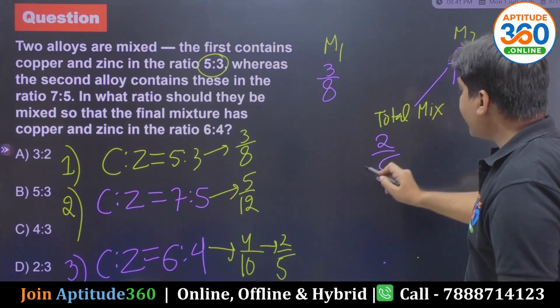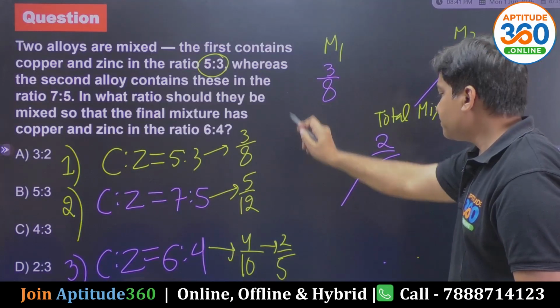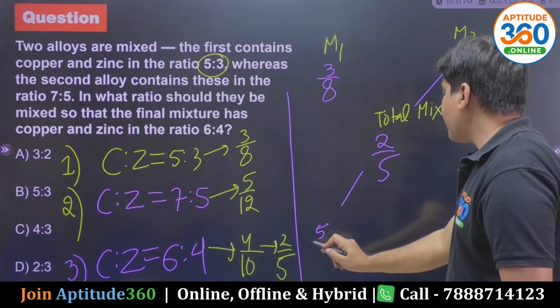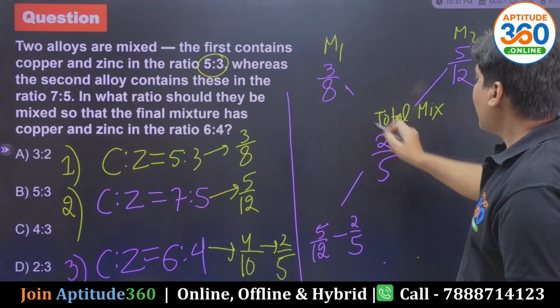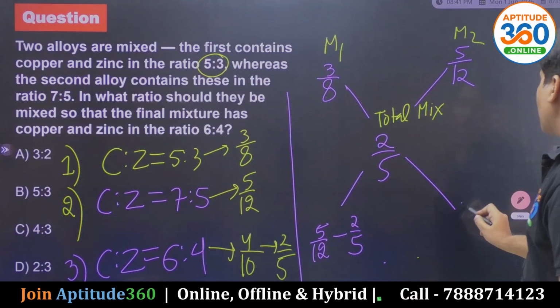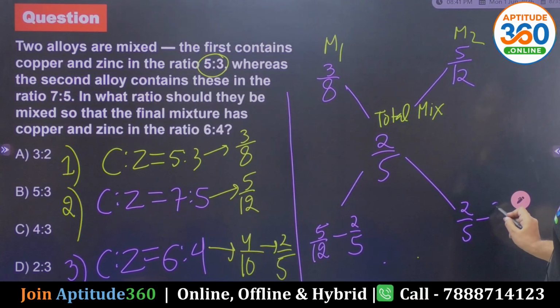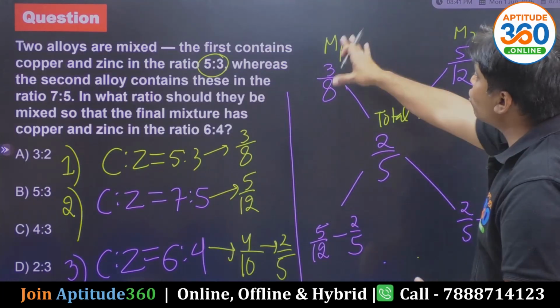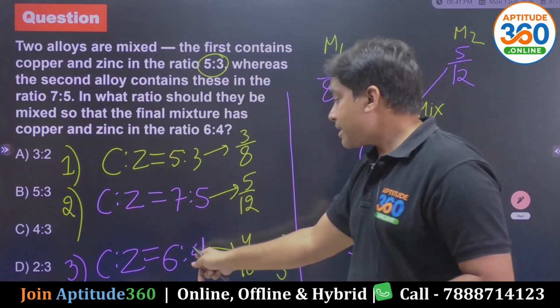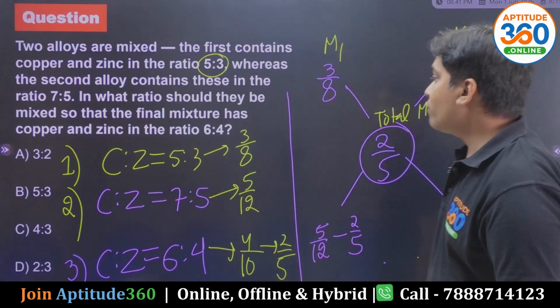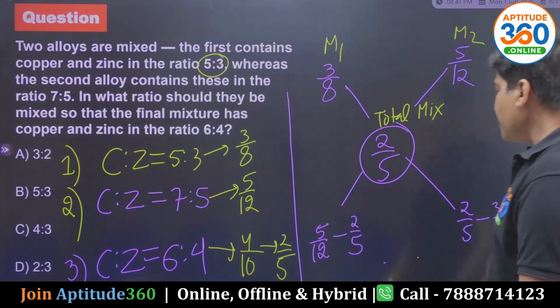So I will write this negative this over there. 5/12 minus 2/5. And over here it is going to be how much? 2/5 minus 3/8. And in this ratio, these two should be mixed so that in the final one, you have got copper and zinc in the ratio of 6:4. Simplify kar lete hain na.